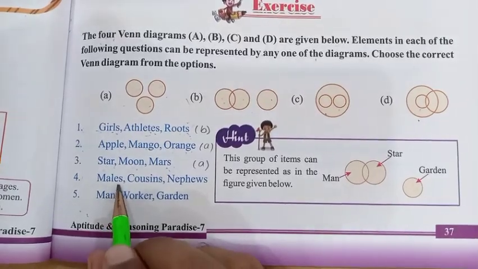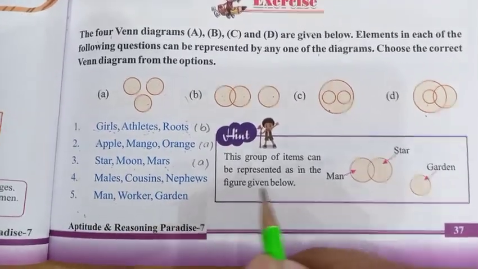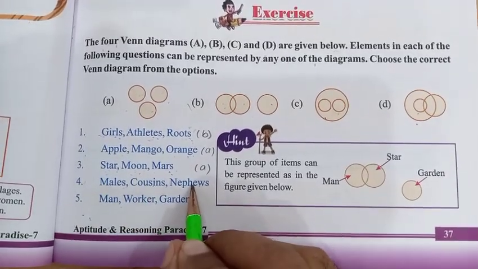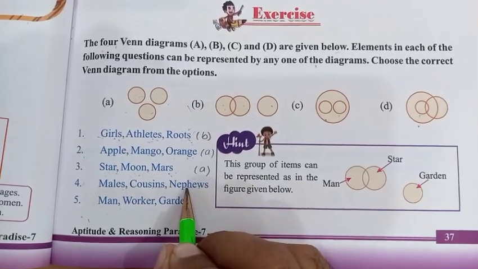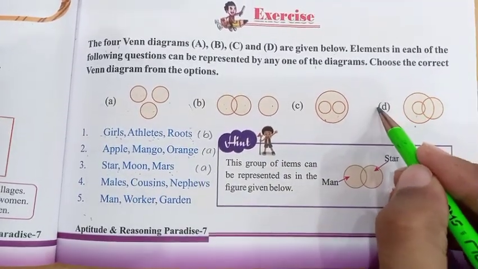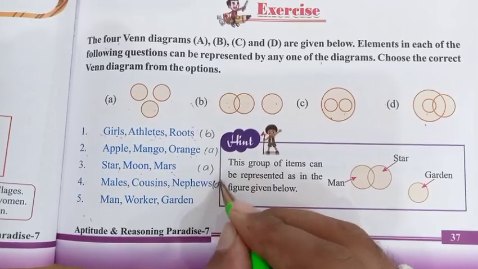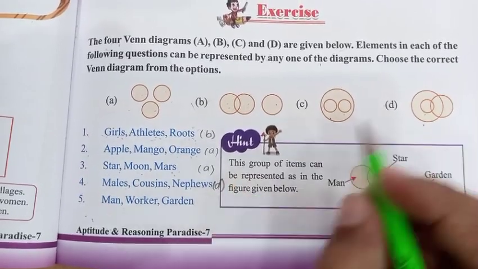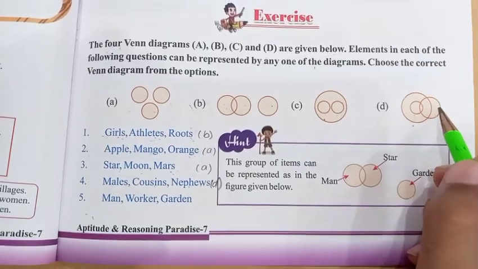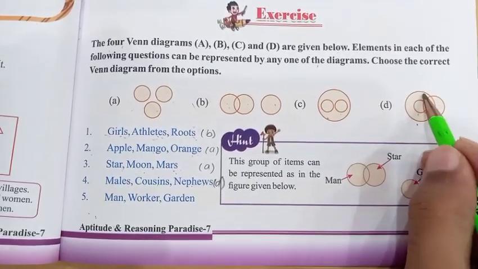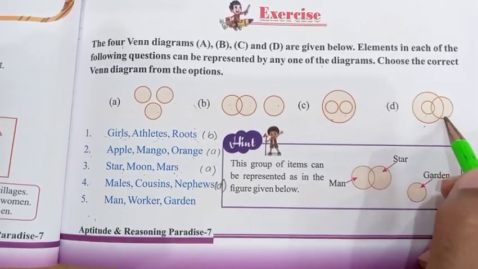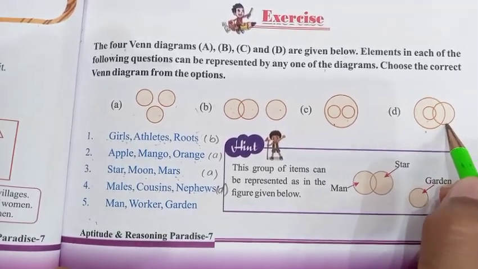Next, question number 4. In question number 4, males, cousins, nephews. Males can be cousins, cousins can be nephews also. So the answer is D. Why? Because you can check. See, this is males, cousins, nephews. Nephews are also men, males are also nephews, cousins are also nephews. So this one is the correct option.